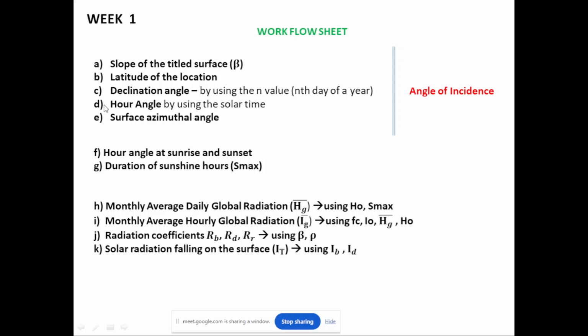So these A, B, C, D, E are basically important for the calculation of the angle of incidence and zenith angle. And then all the other parameters A, B, C, D, E, F, G, these all together are important for the calculation of the other parameters which are used for calculating the global radiation, the intensity of the solar radiation that falls on the surface. So this is the workflow sheet. I hope that if we use the same way of solving, we can comfortably and conveniently calculate the value of IT.